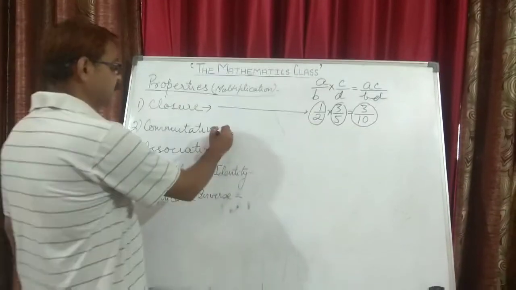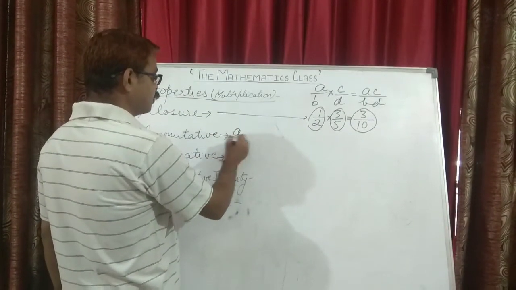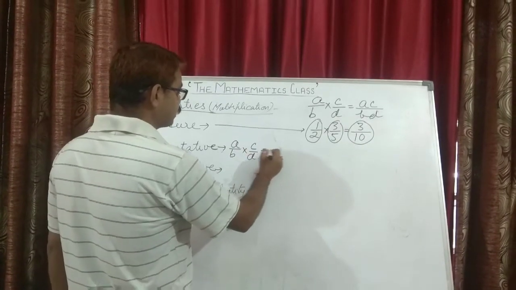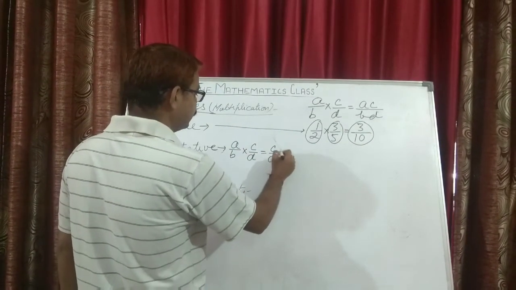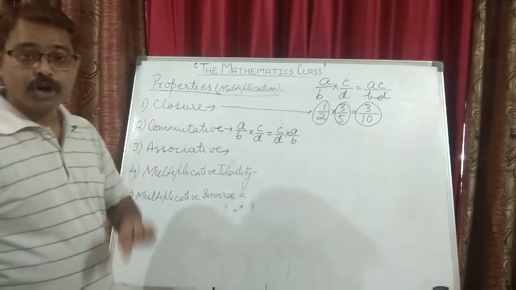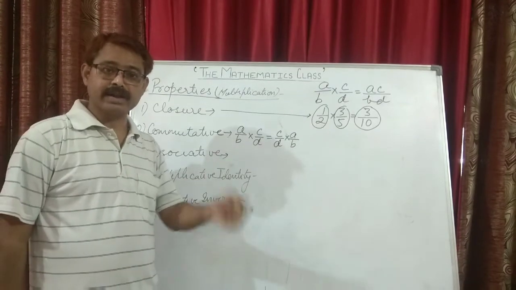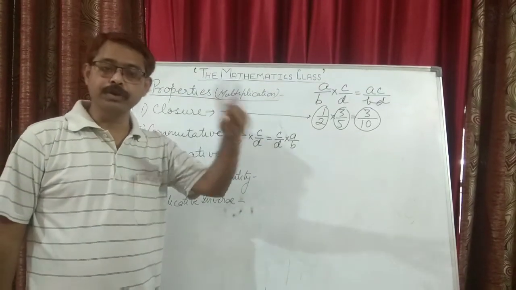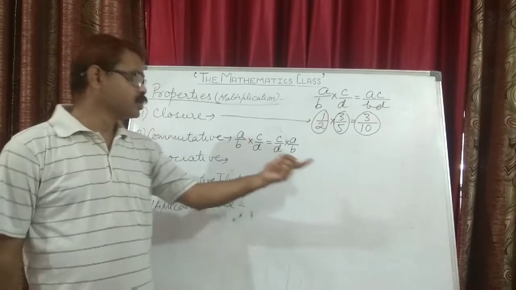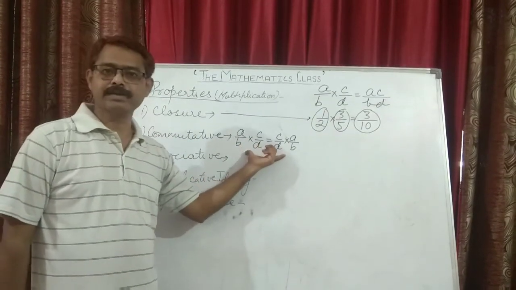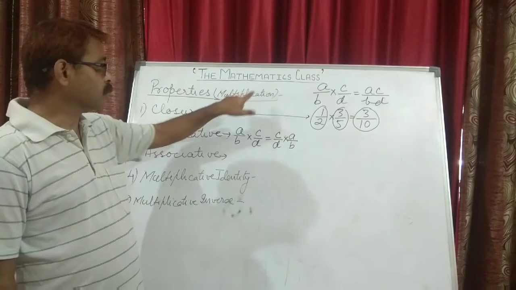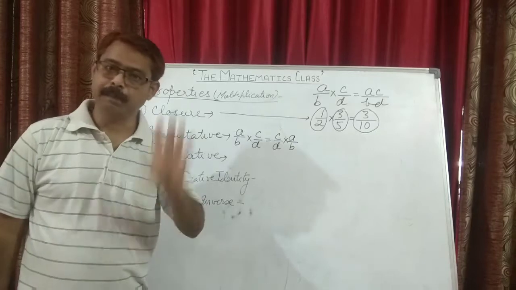Then the commutative property. Again, a upon b into c upon d is equal to c upon d into a upon b. Again the same thing, order does not matter in multiplication. You write 2 into 3 is equal to 6, or you write 3 into 2 is equal to 6. So in any case, order does not matter. Therefore, the commutative property holds good for multiplication in rational numbers.